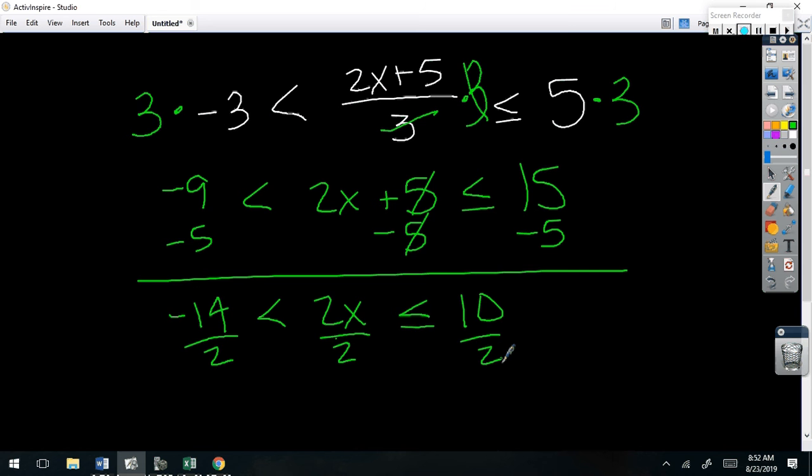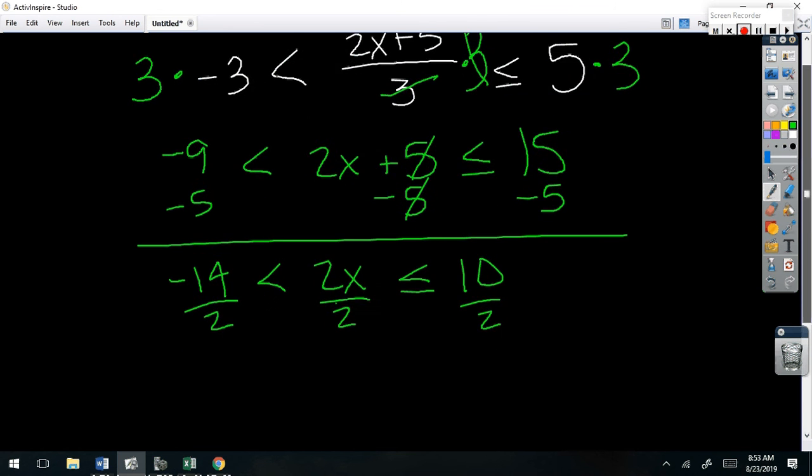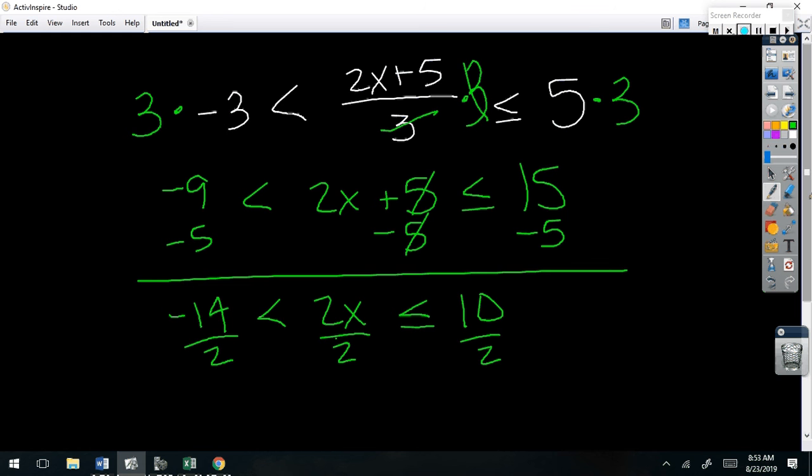Yep. So think about if it was an equation and on one side you had 2x plus 5 over 3. To get x by itself, your first step would be to multiply by 3 to both sides. So you do the same thing. Yep. So I got negative 7 and I have 5. Write in an interval notation and you're done.